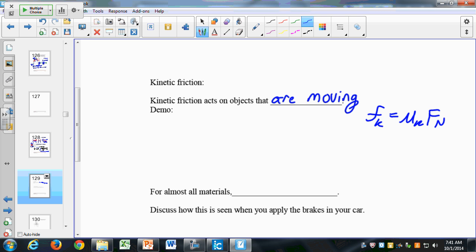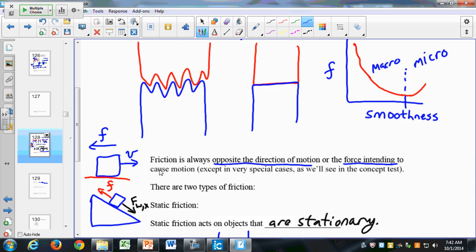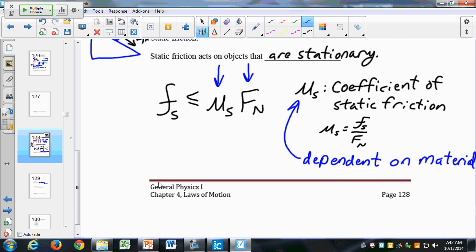Oh, and I forgot to show something. Can I go back up? There's something else important about this static friction that we've written here, and that is that this is not an equality, but instead it's an inequality. That is, the static friction is less than or equal to mu s times the normal force.